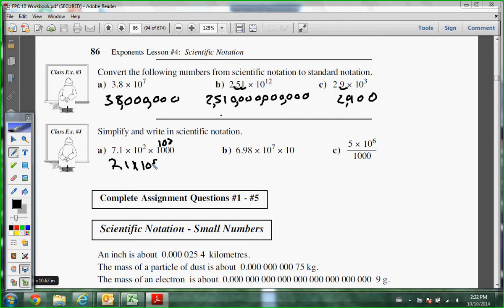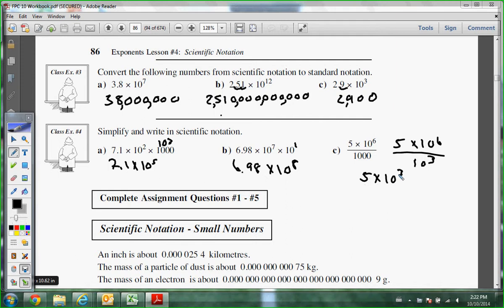Same thing on part B. Part B is 10 to the 7th times 10 to the 1, which makes it 10 to the 8th. And if 1,000 is on the bottom, what are you going to do with the exponents? Subtract. So we have 5 times 10 to the 6 over 10 to the 3. 6 minus 3 is 3, so 5 times 10 to the 3 is your simplified answer.